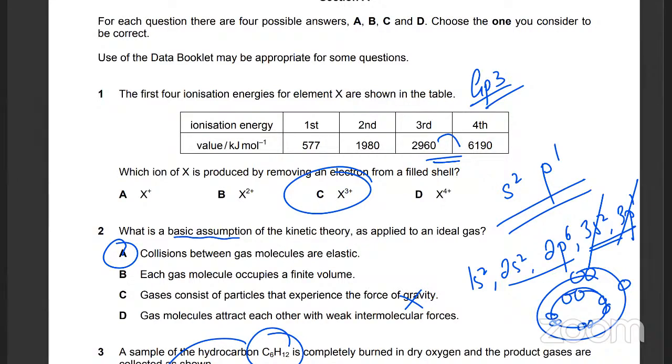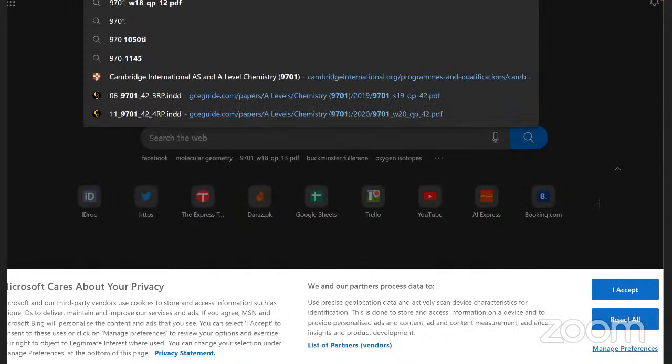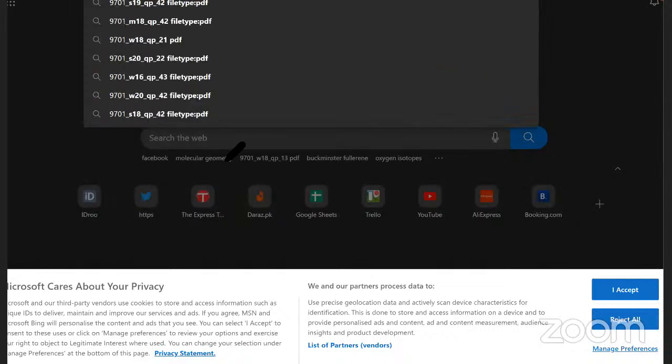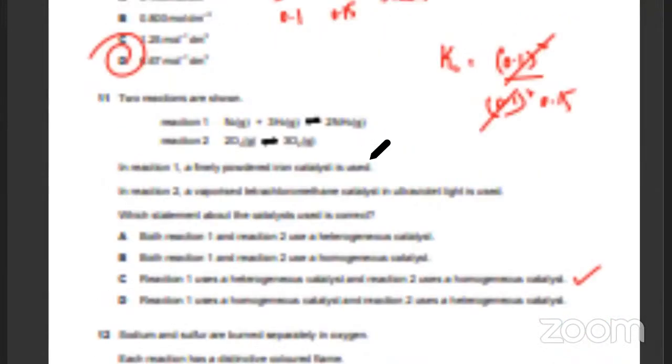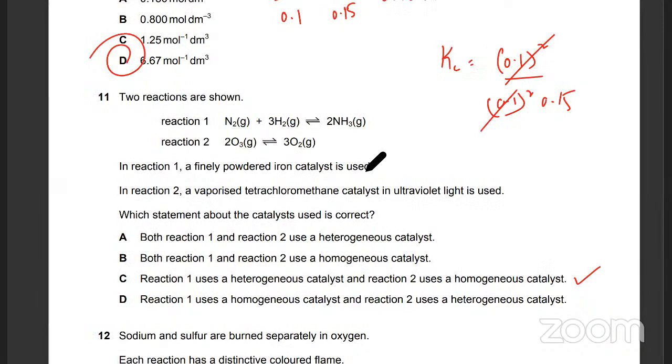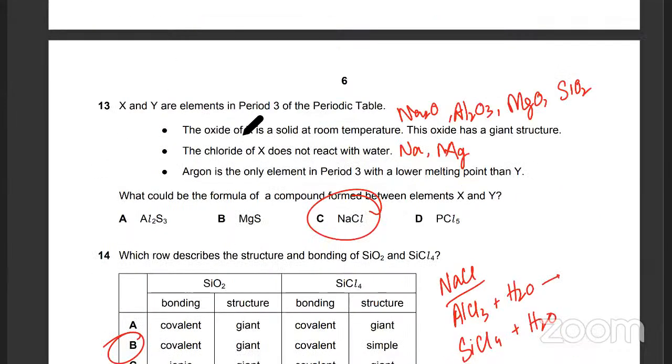Sir, from October/November 17, variant 1-2. Sir, one second. Before that, could you explain question number 11 of this same paper again? This one? No, sorry, 13. Question 13: the oxide is a solid at room temperature. So all of these are solids. Ionic, giant ionic, giant ionic, giant ionic. This is giant covalent. So all of them are solids.